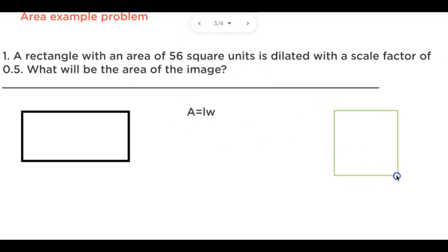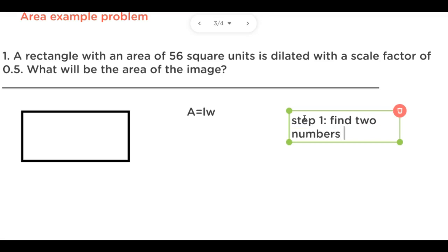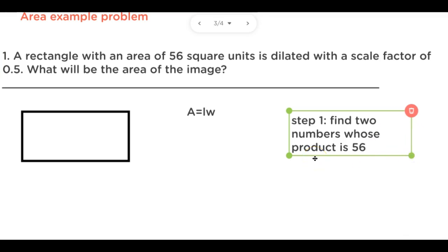I'm going to jot my steps down here, and maybe enlarge this. Step one, find two numbers whose product is 56. I know that's not correct grammar. So, two numbers that equal 56.